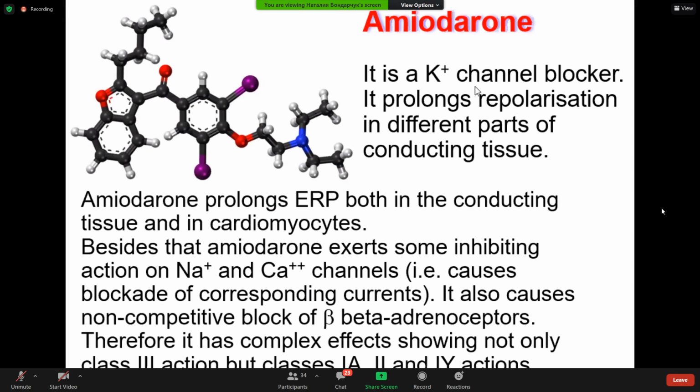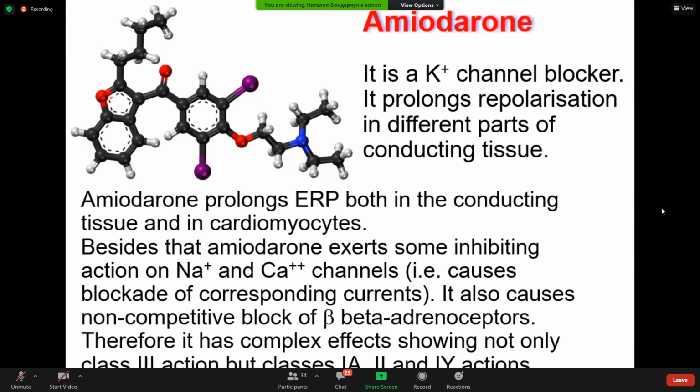So the main action due to inhibition of potassium channels is the prolongation of the third phase, rapid repolarization, in different parts of conducting tissue. So amiodarone prolongs the effective refractory period both in the conducting tissue and also in the cardiomyocytes. Besides that, amiodarone exerts some inhibiting action on the sodium channels and calcium channels, so it causes blockade of corresponding currents in the zero and fourth phase.